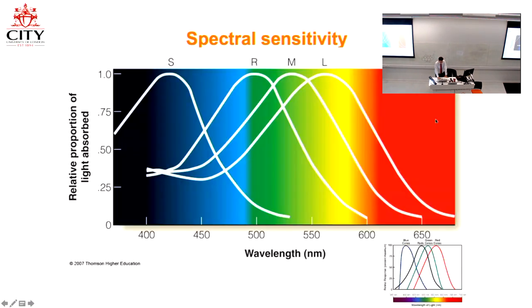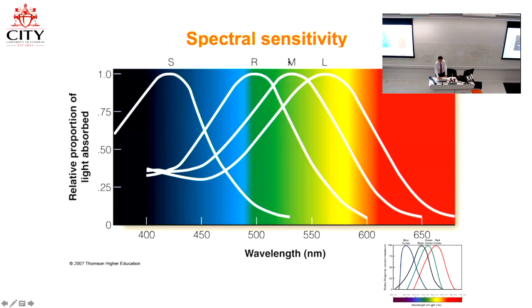So we have three different spectral sensitivities from cones. So we have short, medium, and long wavelengths they can detect. Three different kinds of cones, and this is rods' sensitivity. So rods are good for detecting light, and cones are good for having color.